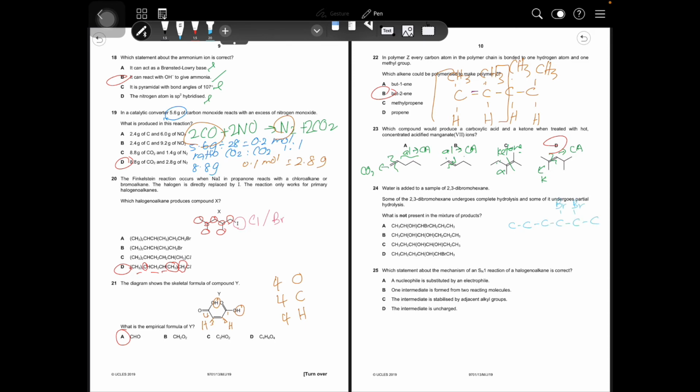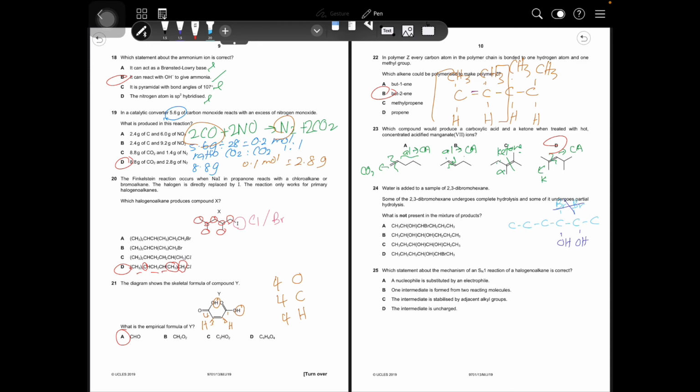So some of the 2,3-dibromohexane undergoes complete hydrolysis and some of it undergoes partial hydrolysis. By the term hydrolysis, that means this halogenoalkane will react with water to form alcohol. The product could be both of the halogenoalkane has turned into OH, or only one of it will turn into OH for partial hydrolysis. So from this structural formula given, we just need to identify which is not the mixture.